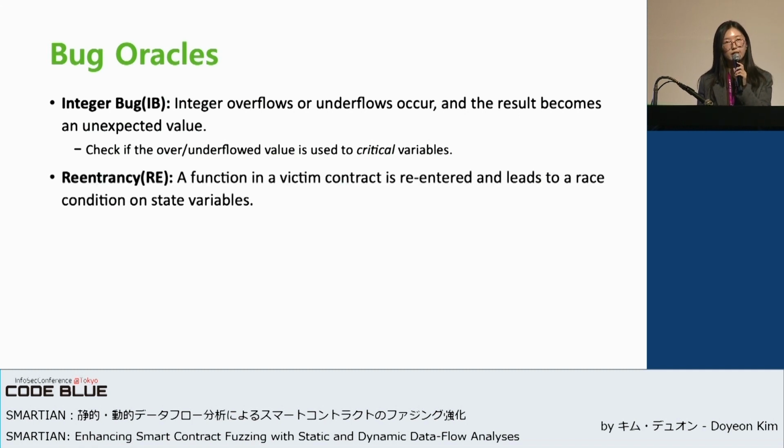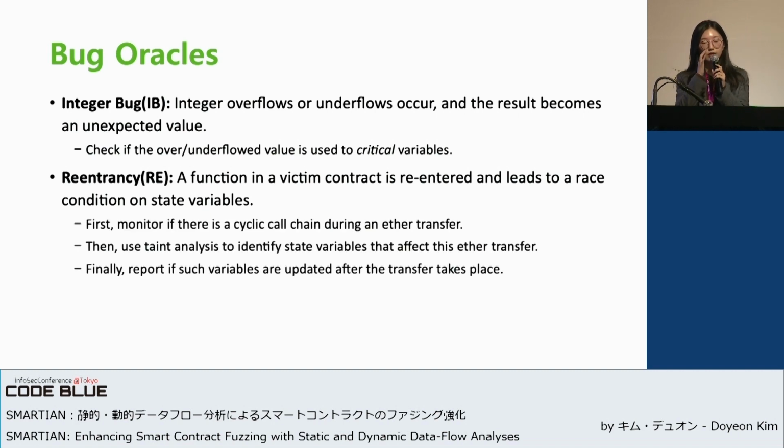And the next one is reentrancy. A function in a victim contract is re-entered and leads to a race condition on state variables. So we monitor if there is a cyclic call chain during an either transfer, then use taint analysis to identify state variables that affect this either transfer. And finally, we report if such variables are updated after the transfer takes place.